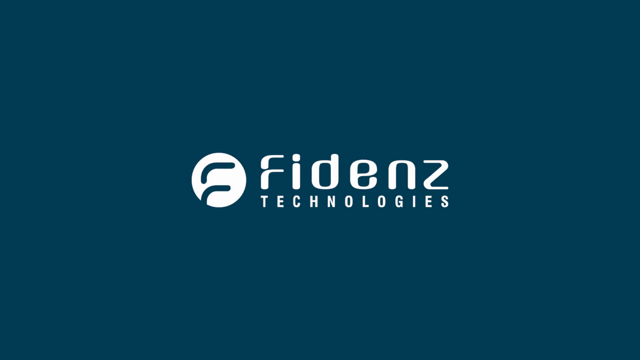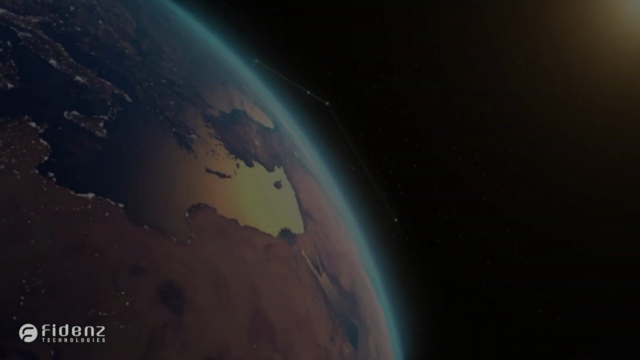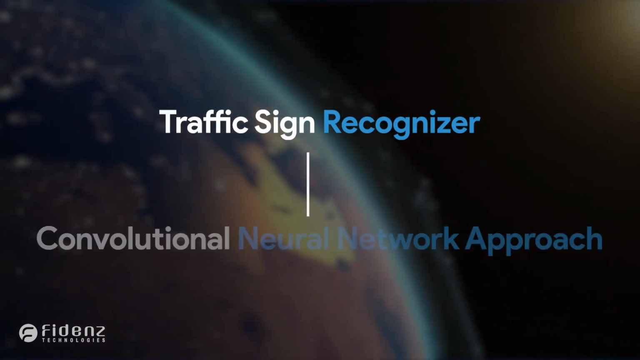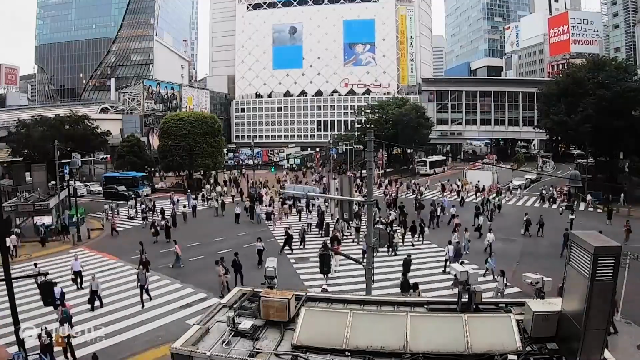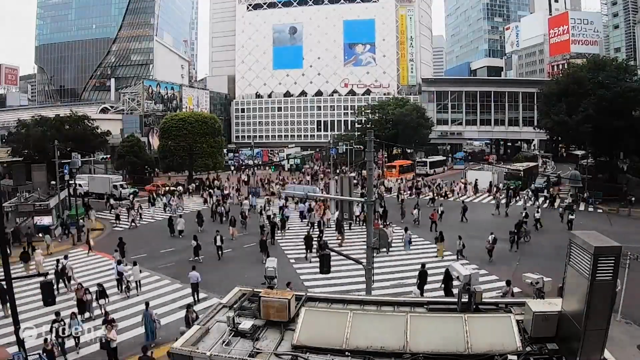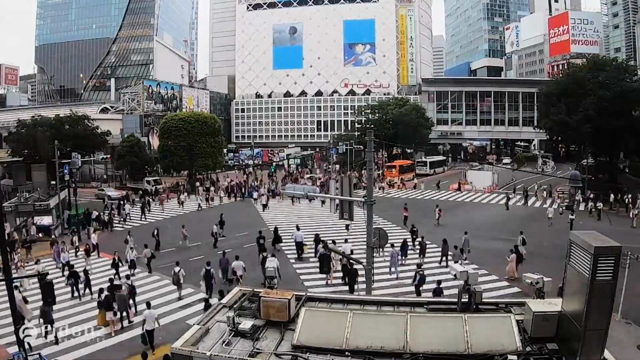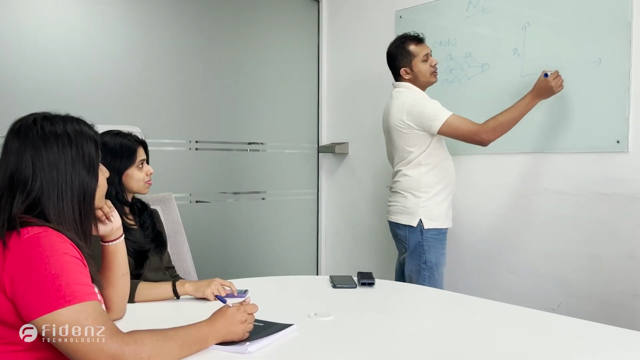Hi everyone, this is Fidenz Technologies, and in this video we'll describe how we developed a traffic sign recognizer using a convolutional neural network approach. The clip will further explain how we applied the fundamentals of deep learning to the space of traffic signs. Before we begin, let's have a quick look into the definitions of our fundamentals.